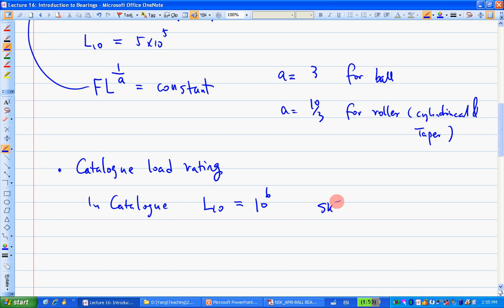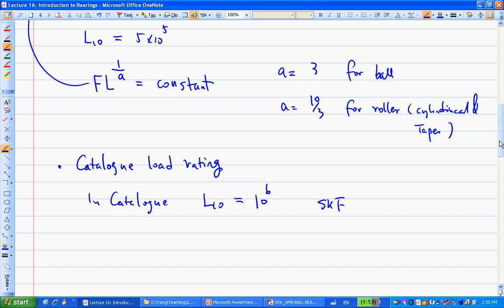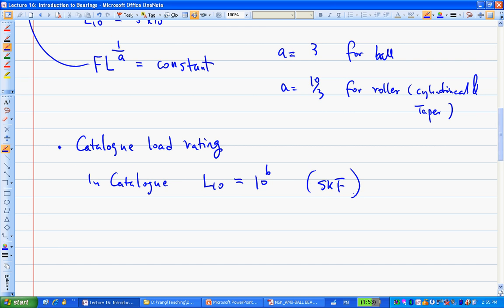This is true for SKF and most catalogs. I think there's only one exception I've seen so far, which is Timken. They give you 10 to the power 7 as the rating life. When you look in the catalog, they generally state whether it's 10 to the power 6 or 7. But SKF and others like NSK or NTN are all 10 to the power 6. So when you select a bearing, you can choose from SKF or NSK or NTN, so they're all good.